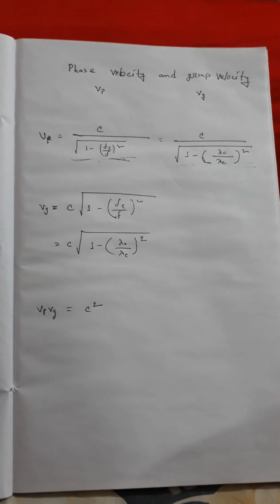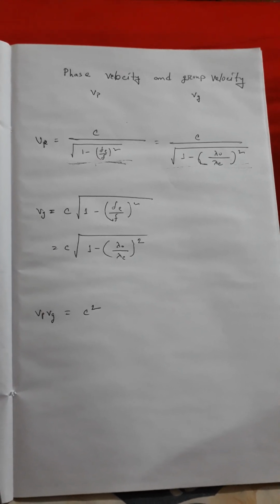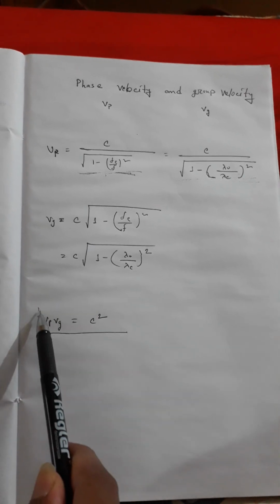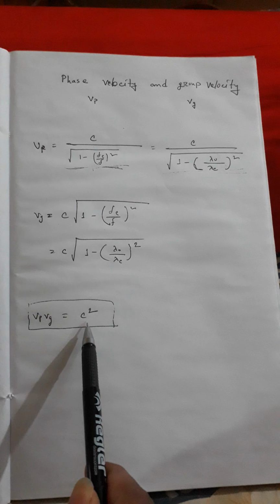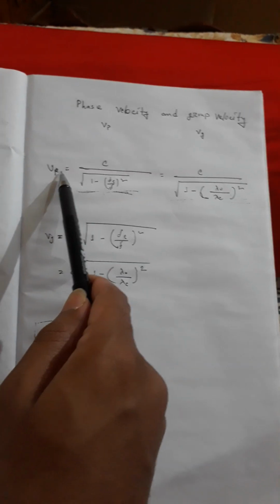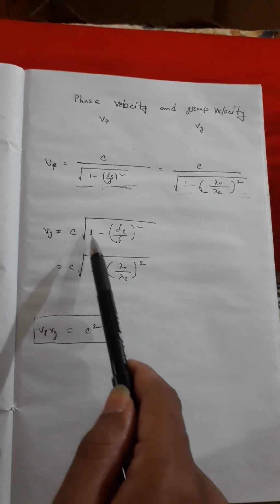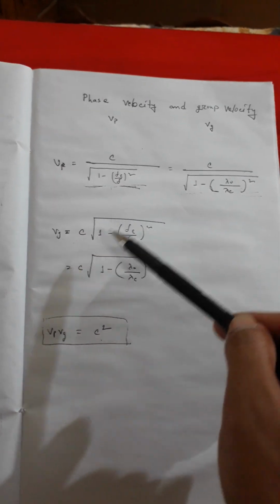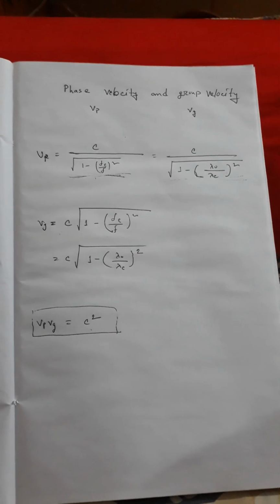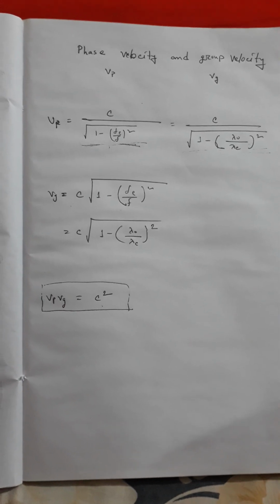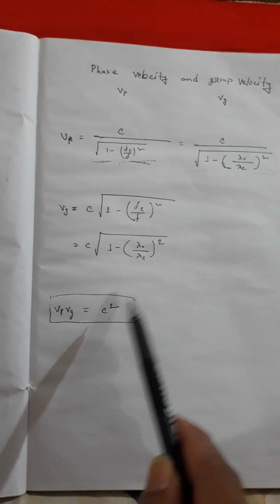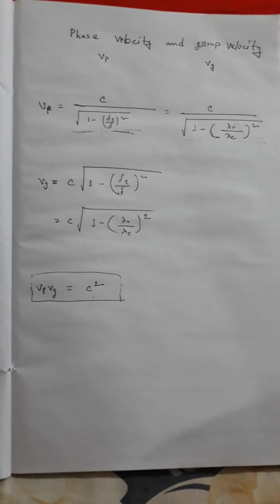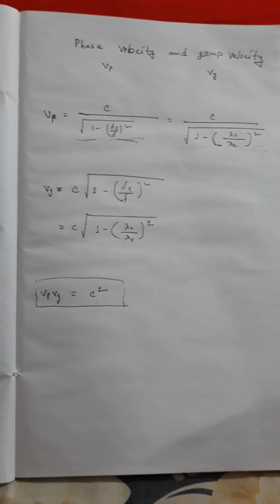So what's the relation between the phase velocity and the group velocity? If we multiply the phase velocity and the group velocity, we will have c square. We are multiplying these two equations, c into c, and the terms 1 minus (fc by f) whole square cancel out, so we will have only c square. So here we conclude the discussion about the rectangular waveguide.